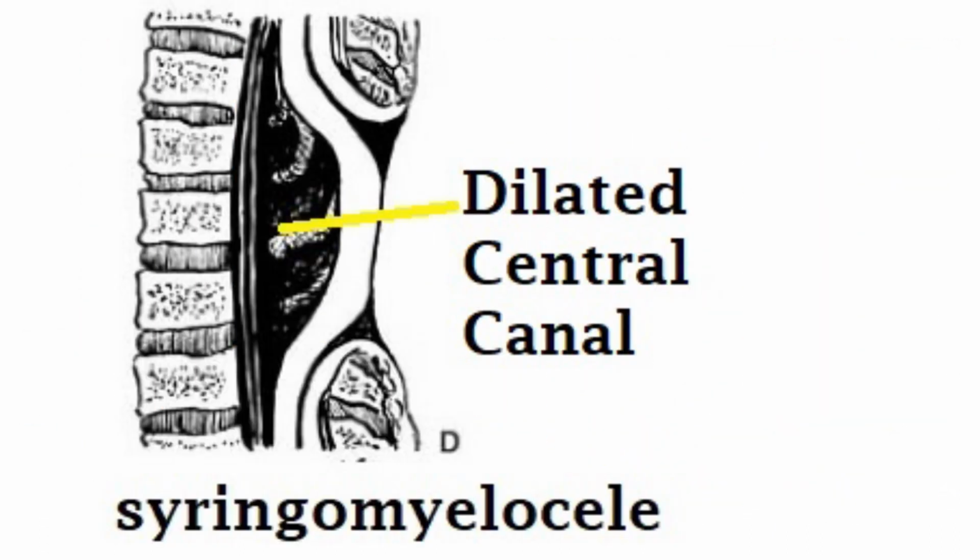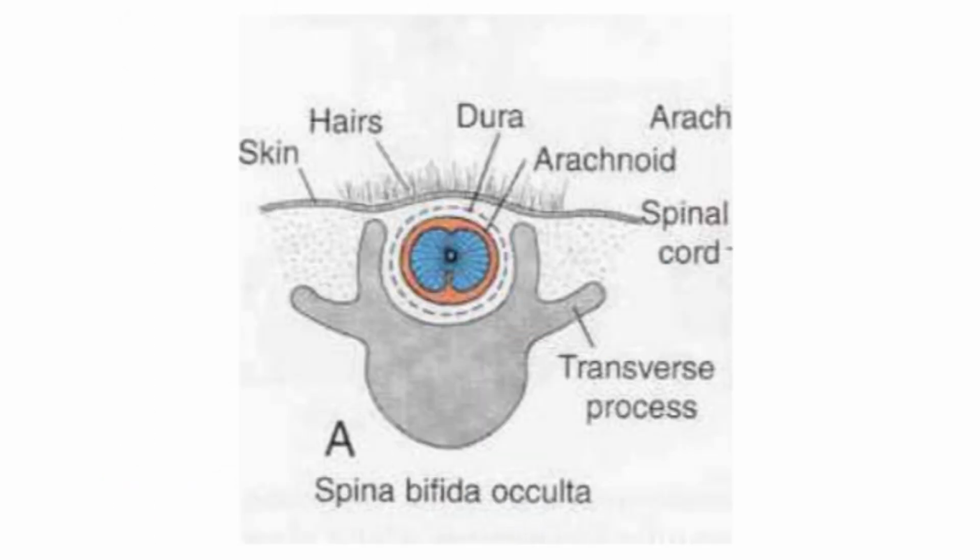The central canal of the herniated part of the cord may be dilated. This condition is called the syringomyelocele. Sometimes a spina bifida is present, but there is no protrusion through it, so that there is no swelling on the surface. This is referred to as spina bifida occulta.